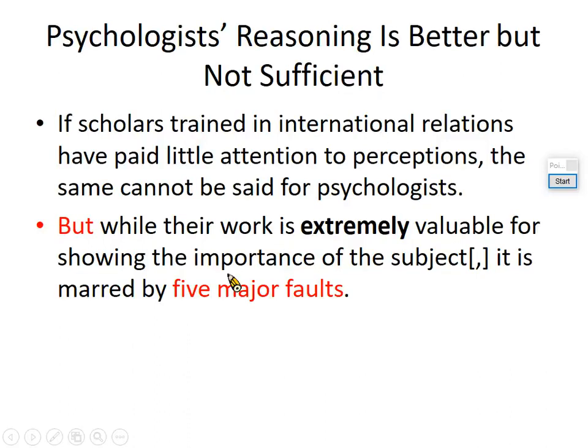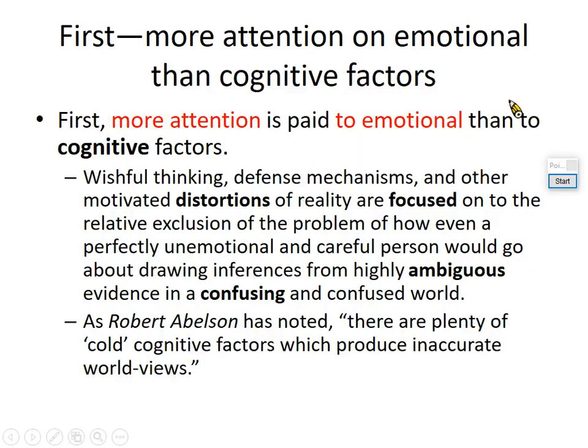One, because there are five major faults. So I want you to go over the passage to highlight the five major points over there. And so you will know this article offers discussion on the five major faults. The first one is about more attention on emotional than cognitive factors. They emphasize how people get angry and so on. So this is the first one. First, more attention is paid to emotional than cognitive factors.